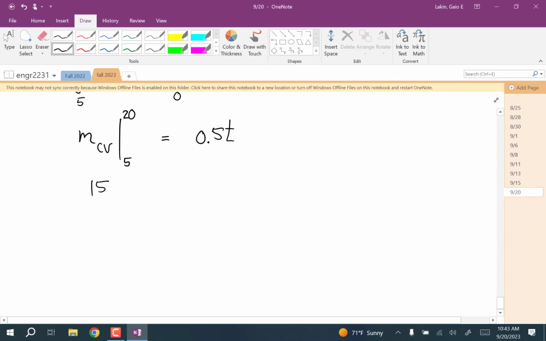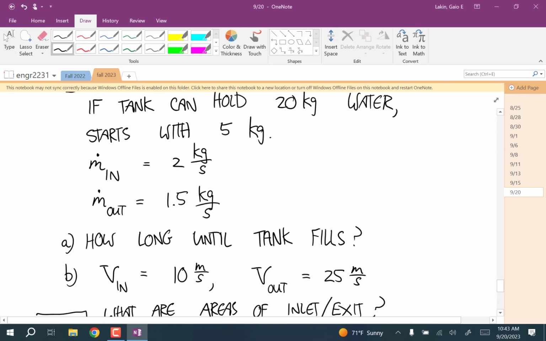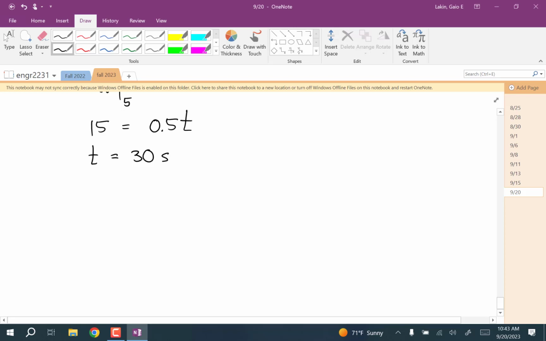And so 15 is equal to 0.5 t. And so t is equal to 30. Okay, what are our units? Seconds, it is seconds. And so that just comes from the fact that our time units for the rates are in seconds. Any questions about that?